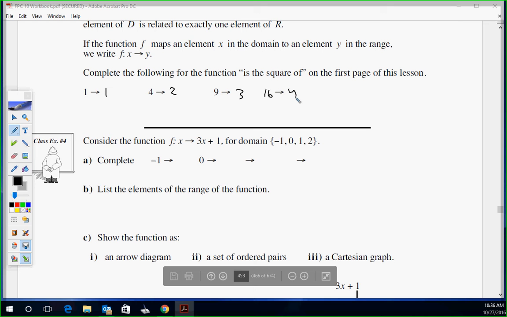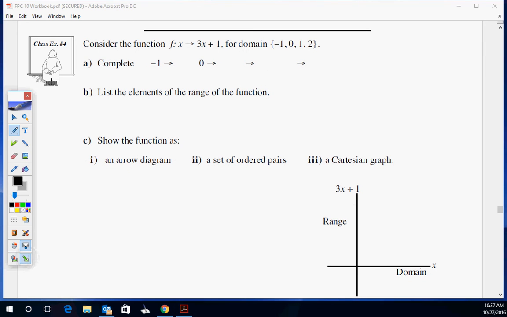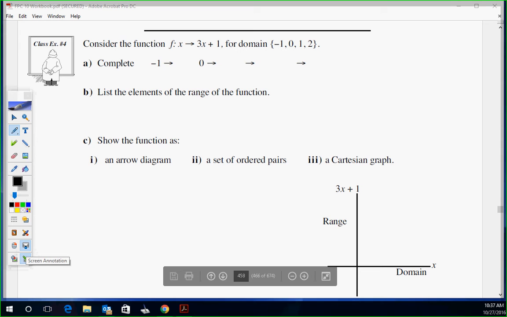Okay, it says consider the function 3x plus 1 with a domain of -1, 0, 1, and 2. Complete its mapping. So what would the value for -1 be? Now, don't panic. All you have to do is put -1 in for x. 3 times -1 is -3, plus 1 is -2. Put 0 in. That's 1, because 0 plus 1 is 1. Put 1 in. 3 times 1 plus 1 is 4. Put 2 in, 7. List the elements of the range of this function. The range would be the list of numbers we just found: -2, 1, 4, 7.